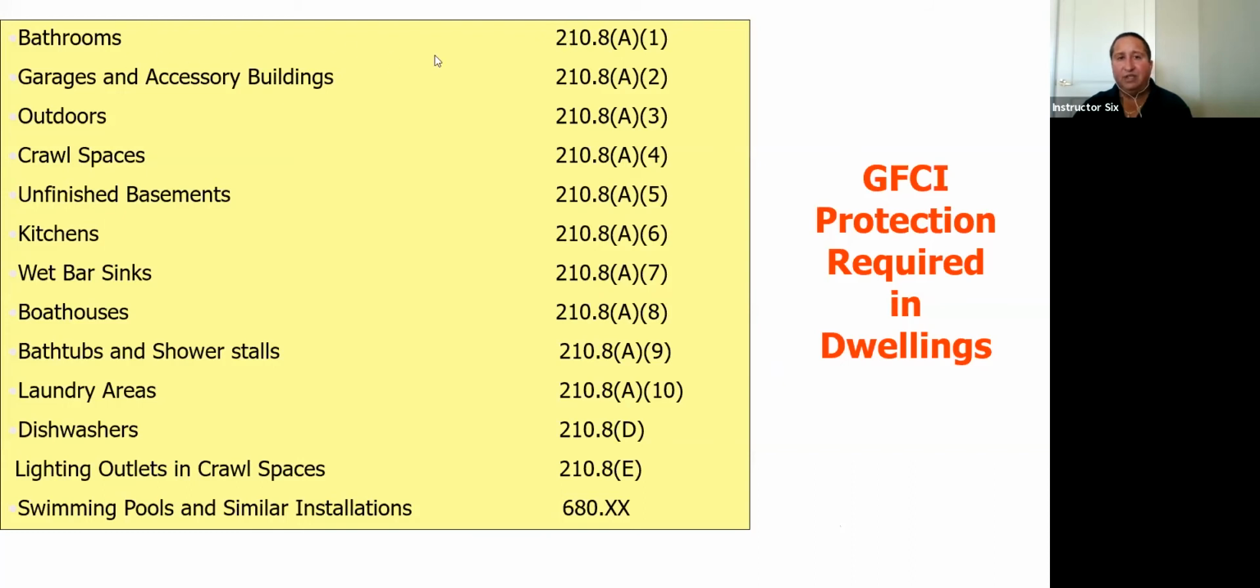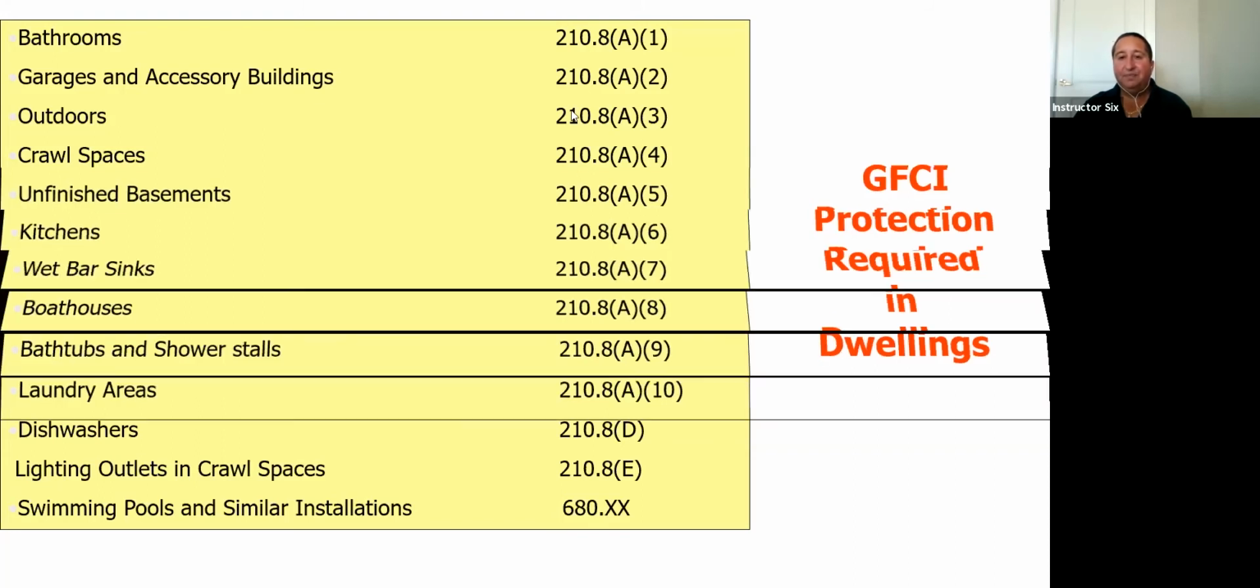Okay, again, these are all where GFCI is required in dwellings: bathrooms, garages, outdoors, A3, crawl spaces, A4, unfinished basements, A5, kitchens, 6, wet bars, sinks, 7, boathouses, 8, bathtubs and shower stalls, A9, A10, laundry areas. D is dishwashers and lighting outlets and crawl spaces, which we'll talk about. D, and of course, swimming pools, which is Article 680. Okay, and we'll talk about that.